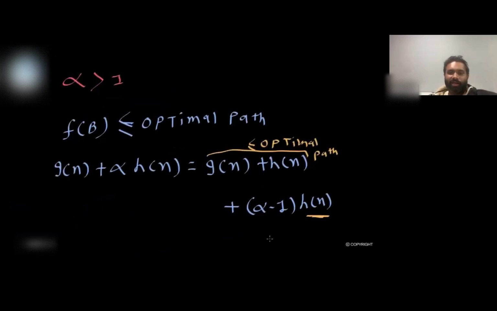So this particular quantity, you can bound it with less than or equal to alpha minus 1 times the optimal path. So the final discussion says that the corresponding F value of B will be less than or equal to alpha times the optimal path. So FB will be less than or equal to alpha times the optimal path, if I am considering FB equal to Gn plus alpha times Hn. Is this clear?